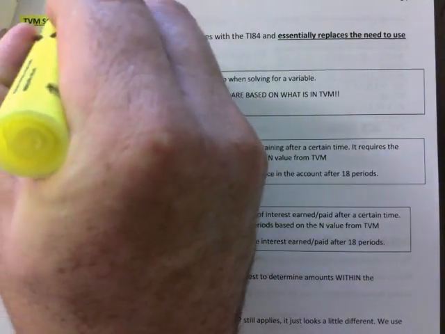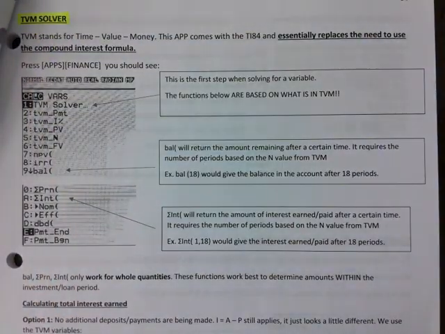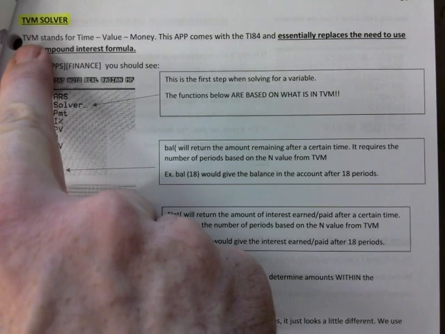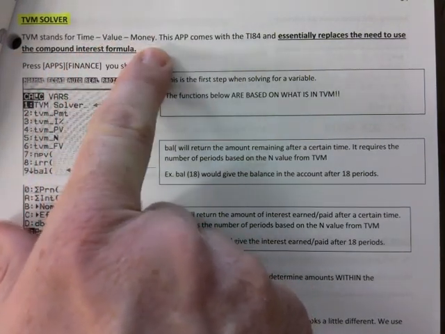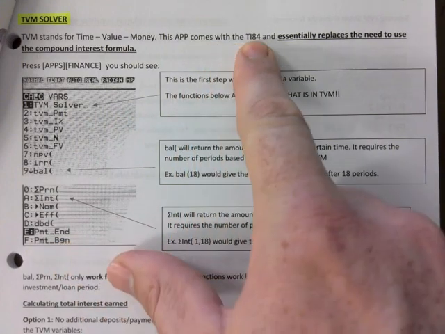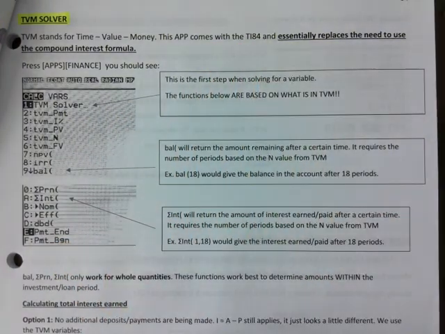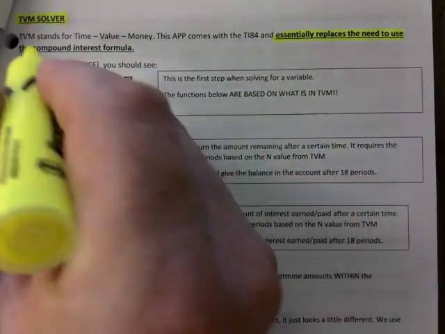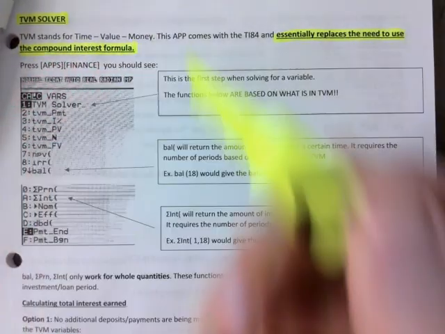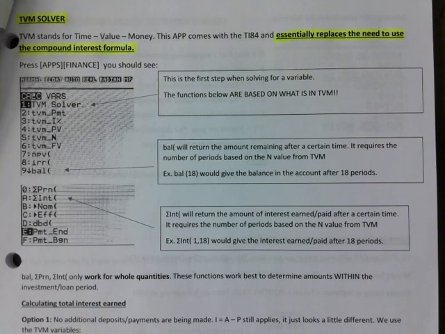TVM solver. TVM stands for time, value, money. This app comes with a TI-84. And what does it do? It essentially replaces the need to use the compound interest formula.